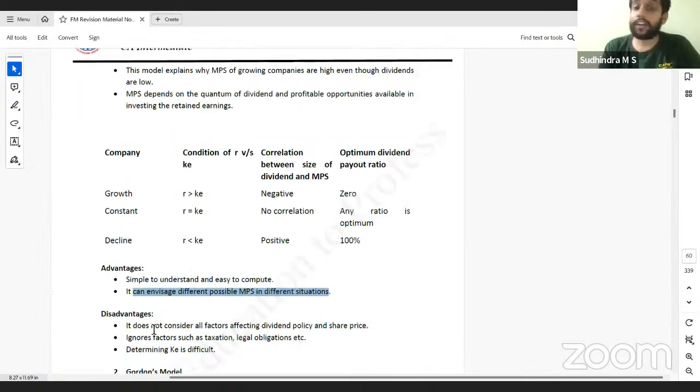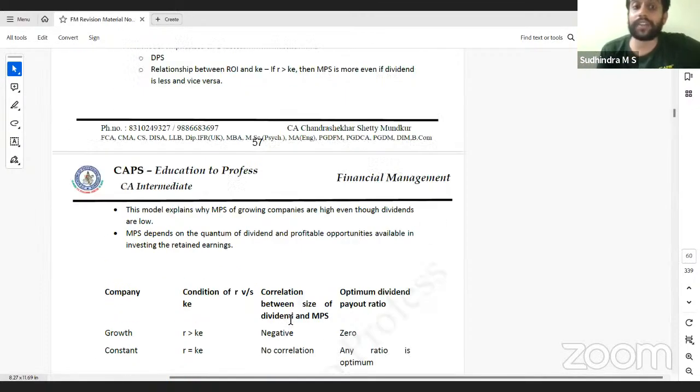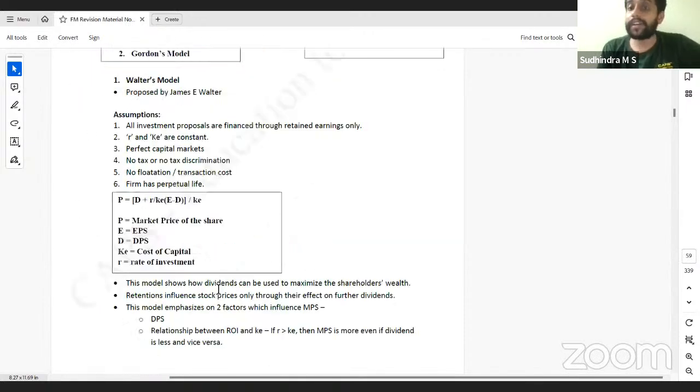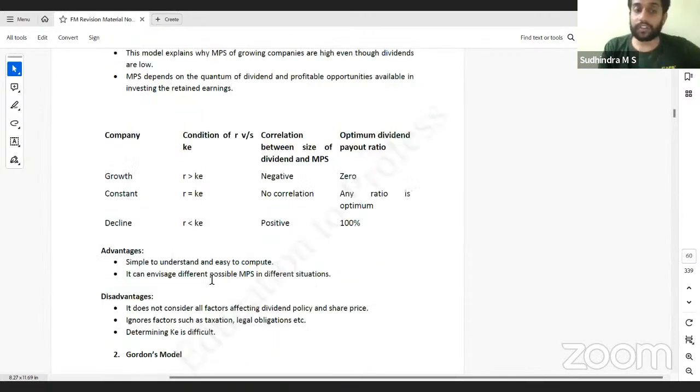Whereas disadvantage, it will not consider all the factors. It's only considering your return on investment, your cost of capital, your dividend. That's all. It is not considering other factors, because there are various factors we have discussed, but it's only considering those three factors. So it does not consider all the factors affecting dividend policy and share price. It ignores factors such as taxation, legal obligation, etc. And how do you determine shareholders' expectation? Determination of shareholders' expectation is difficult.